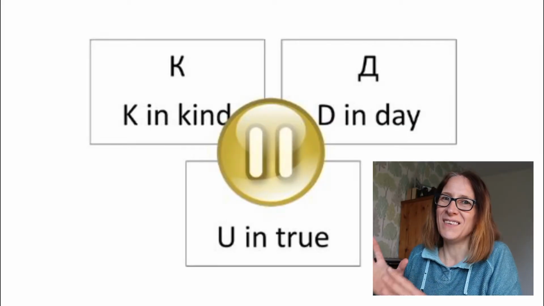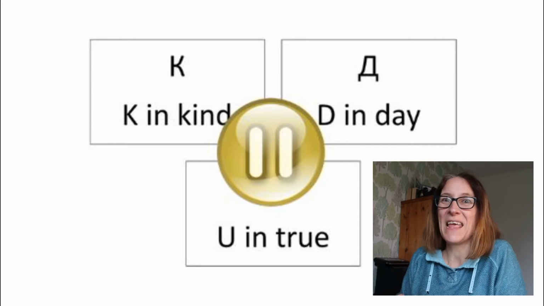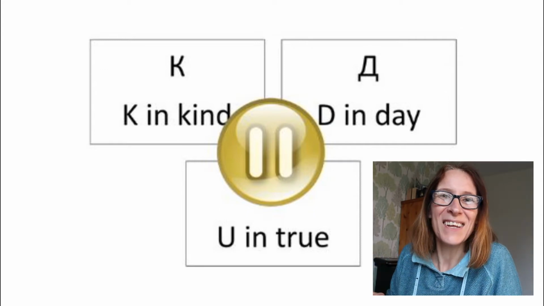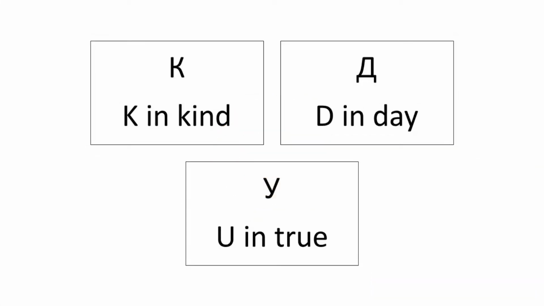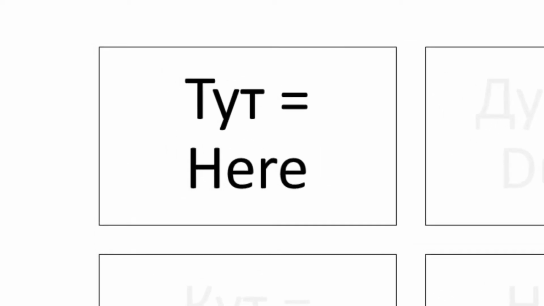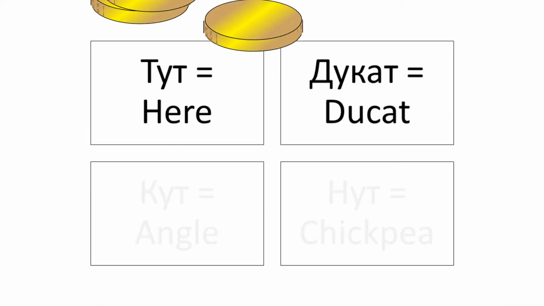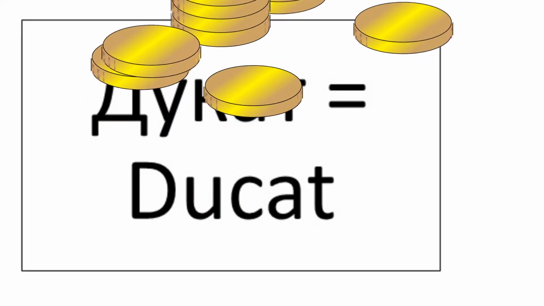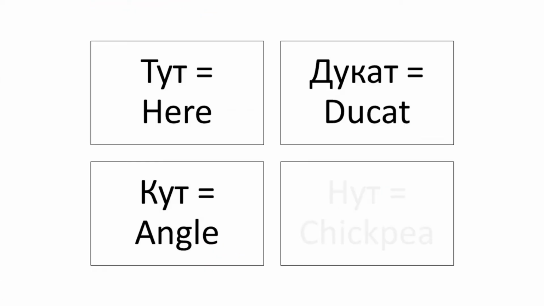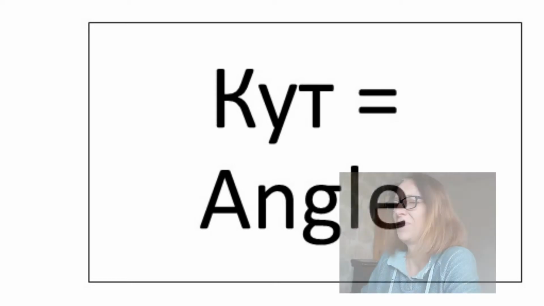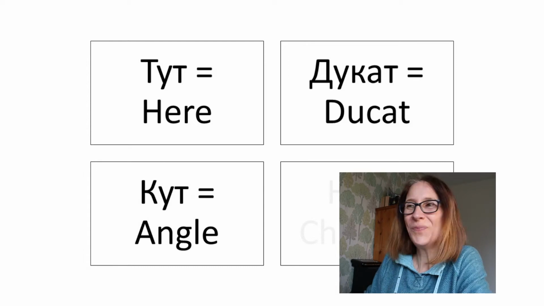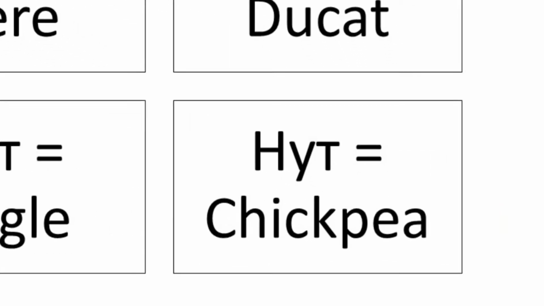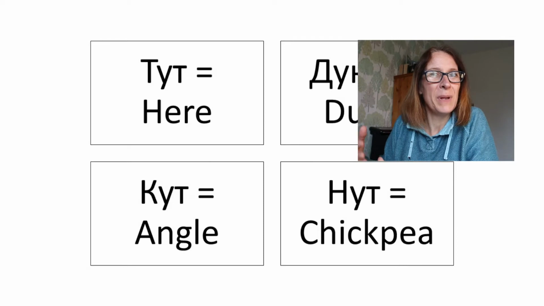That's another one. Seeing that shape and saying ooh, that's going to take a little bit of getting used to, but I'm going to do it. Examples, we have tut, here. Ducat, which is a ducat. Coot is angle. And I'm thinking acute angle, coot. Newt is chickpea. Newt is like a little bit like a nut. Chickpeas like a nut. Newt.